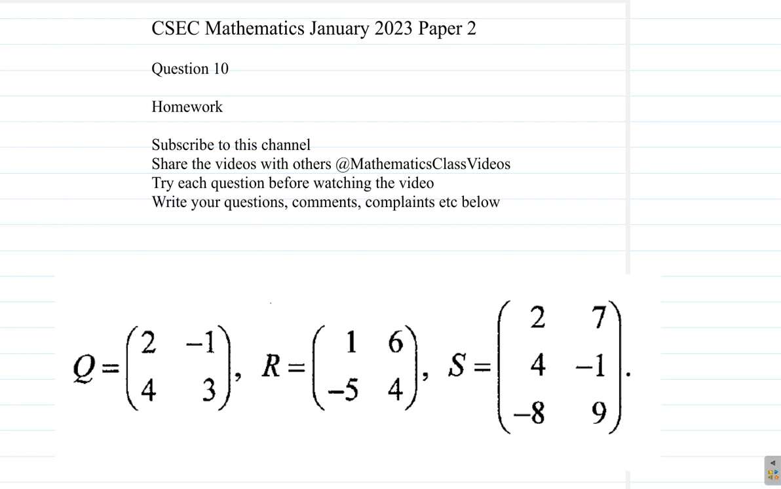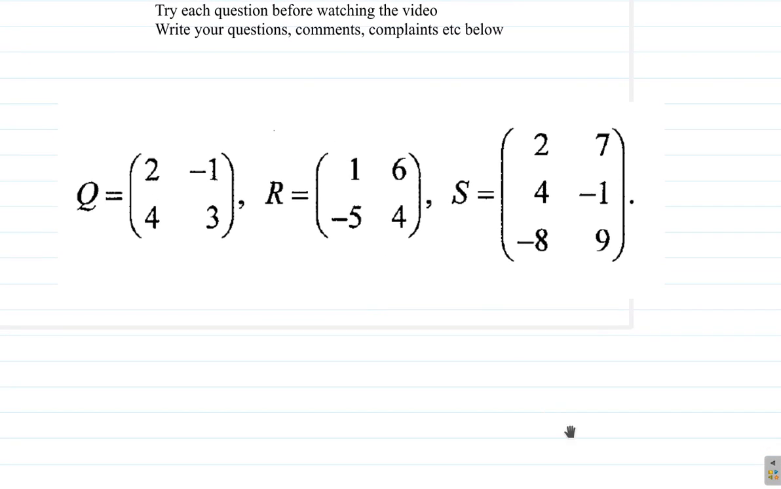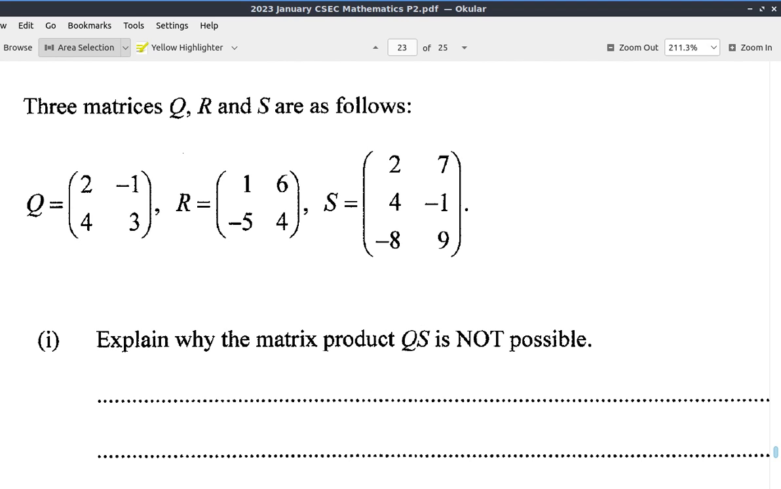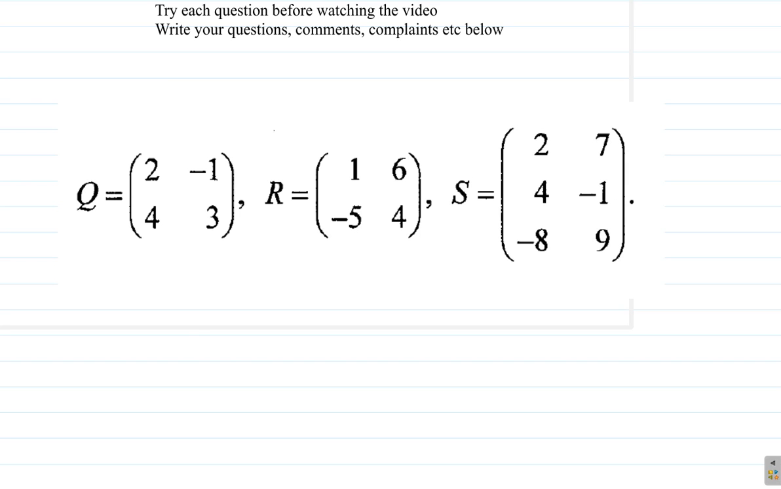Alright? So here now, they say why QS is not possible. Alright, QS, not possible. Now Q, and you have to remember your matrix calculations, right? Q is a 2 by 2 matrix. That means it has 2 rows by 2 columns. That's the order of that matrix.